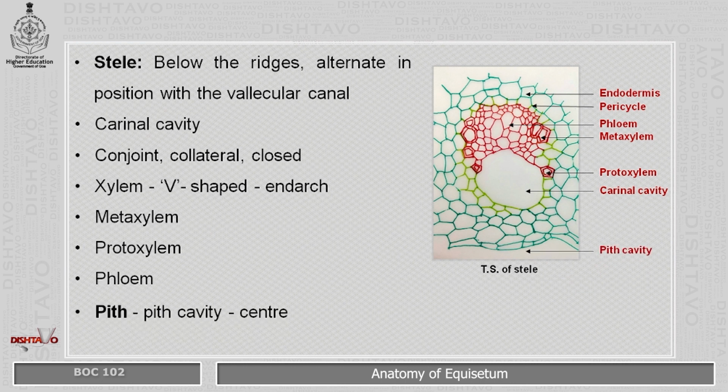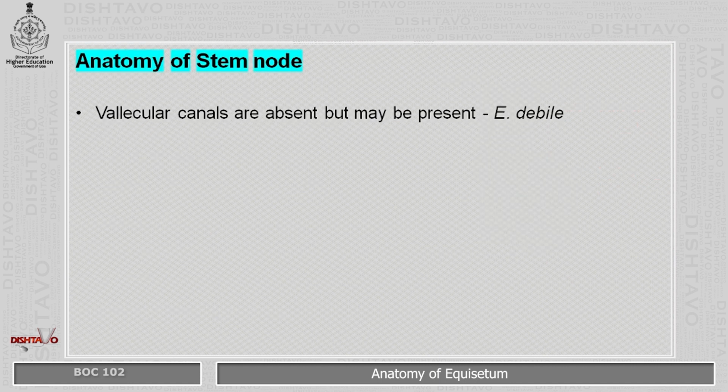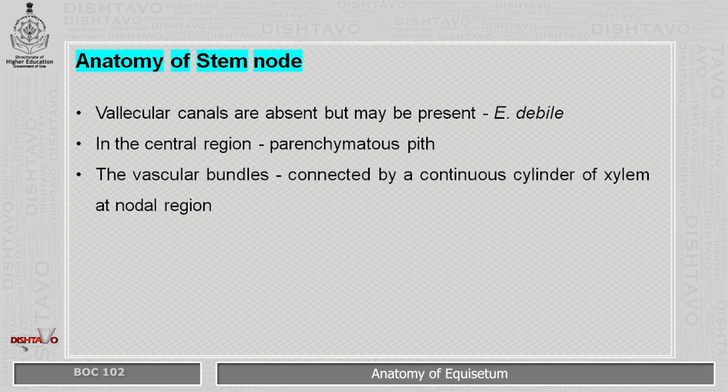Pith is present in the form of pith cavity in young stem located in the center of aerial shoot. Anatomy of stem node is similar to the internode except for some differences. Vallecular canals are absent, but they may be present in case of Equisetum debile. In the central region, a parenchymatous pith is present at nodes and forms a diaphragm separating the internodes above and below. The vascular bundles are connected by a continuous cylinder of xylem at nodal region. Carinal canals are absent in the nodal region.